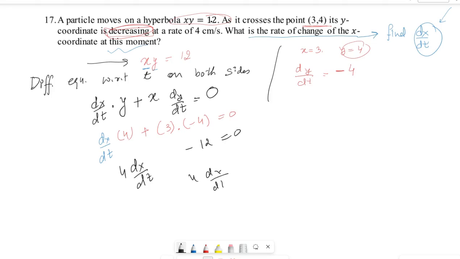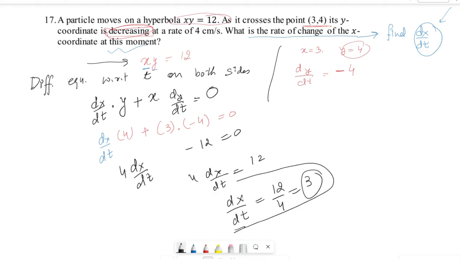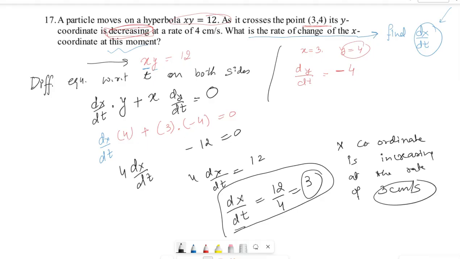Adding 12 on both sides. 4 dx by dt is equal to 12. Dividing by 4 on both sides, dx by dt would be 12 by 4. The answer is 3. So dx by dt is coming as positive. That means x coordinate is increasing at the rate of 3 centimeter per second. That is the interpretation of it.